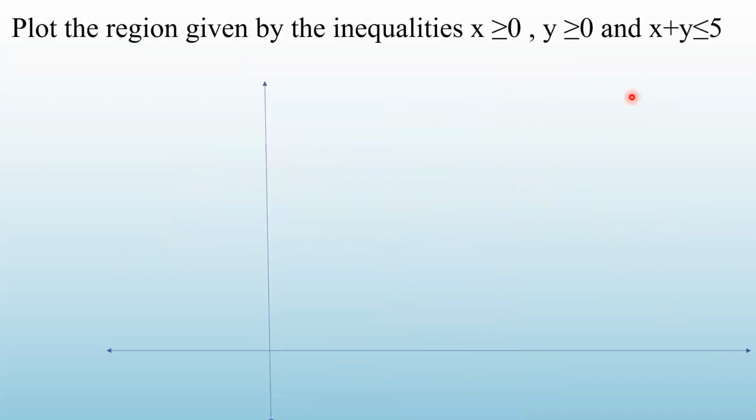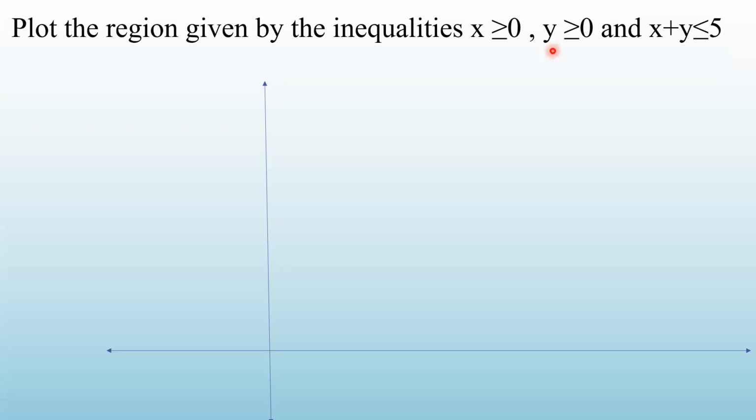See now what I'm doing. Plot the region given by the inequalities. I have given these 3 inequalities. I need the common region of all three. Till now I was taking only 2; now I have added 3. X is greater than or equal to 0. Y is greater than or equal to 0. And what is my third one? X plus 5 less than or equal to 5.